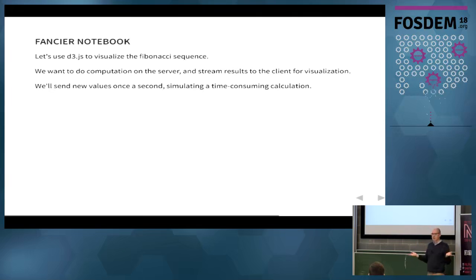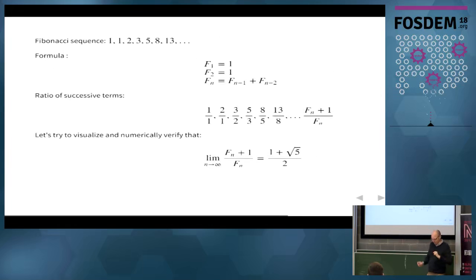Okay, so we're going to use the D3 visualization library to visualize the Fibonacci sequence. Every second we're going to send a new number in the sequence, and we're going to send some other stuff too. Okay, so we all know the Fibonacci sequence, 1, 1, 2, 3, 5. The ratio of successive terms, 1 to 1, 2 to 1. Does everybody know this, that it approaches the golden mean, 1 plus the square root of 5 over 2? Okay, this was credited to Kepler, I learned.